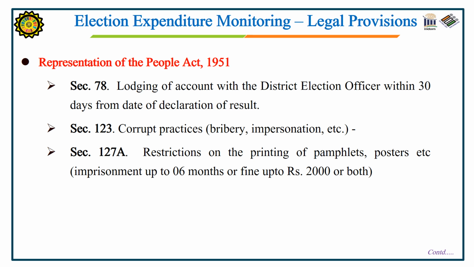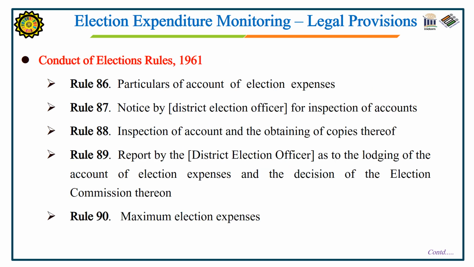Section 78. Lodging of account with the district election officer within 30 days from the date of declaration of result. Section 123 is about corrupt practices in the election. Section 127A. Restriction on the printing of pamphlet, poster, handbills, etc. Now we will see Conduct of Election Rules of 1961. Rule 86 is about particulars of account of election expenses. Rule 87, notice by the district election officer for inspection of accounts.